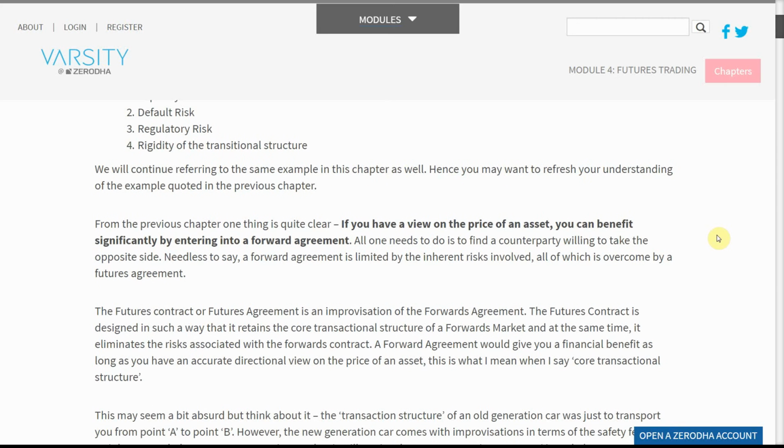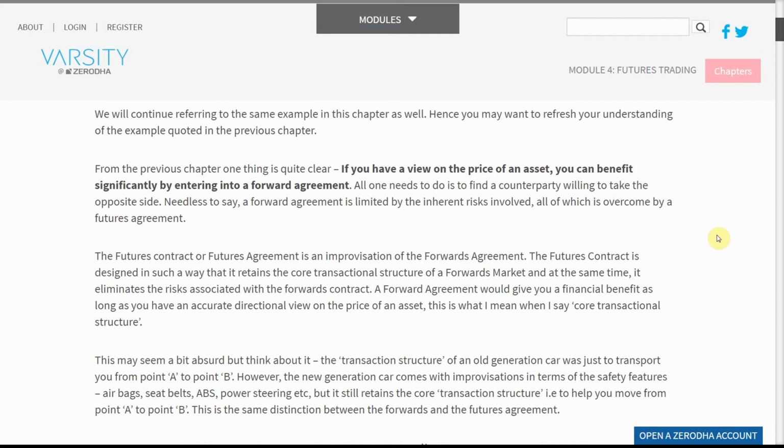We will continue referring to the same example in this chapter as well. Hence, you may want to refresh your understanding of the example quoted in the previous chapter. From the previous chapter, one thing is quite clear: if you have a view on the price of an asset, you can benefit significantly by entering into a forward agreement. All one needs to do is to find a counterparty willing to take the opposite side.